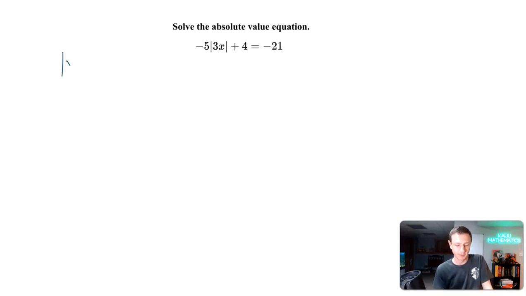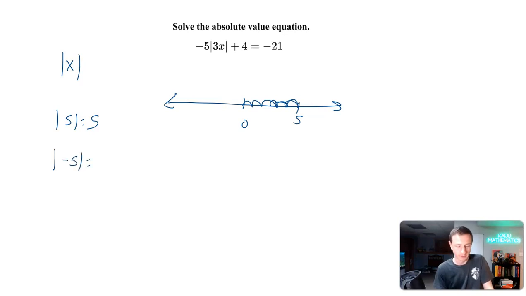The absolute value of a number is the distance from 0. So if I take the absolute value of 5, it is 5 because I am 5 units away from 0: 1, 2, 3, 4, 5. If I take the absolute value of -5, that's 1, 2, 3, 4, 5 units away from 0. The absolute value tells us how many units away we are from 0.